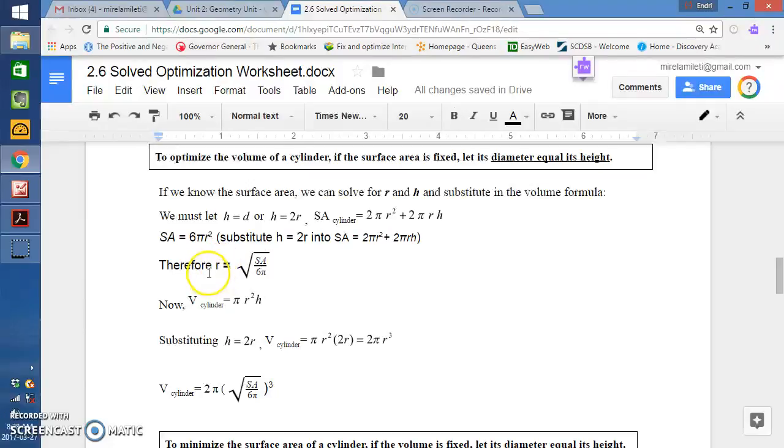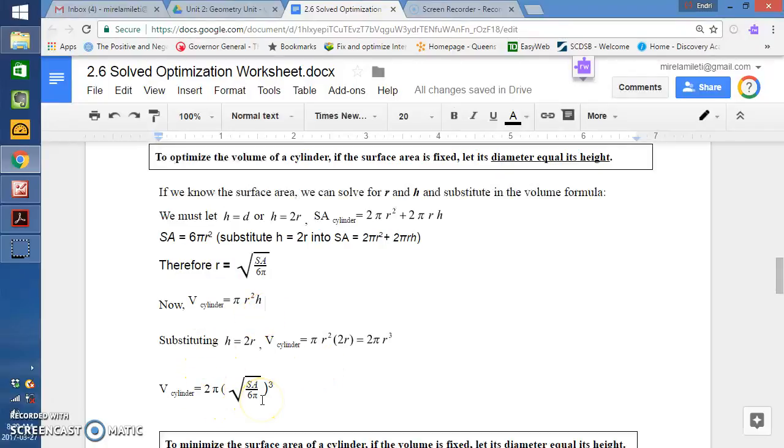Now here we're going to figure out what the radius is by isolating r. We're going to divide first by 6 pi on both sides and then take the square root to isolate the value of r. Now that we have the radius, we can easily figure out the volume of that cylinder, which is going to be the maximum value.